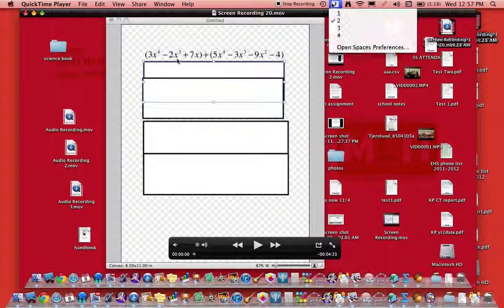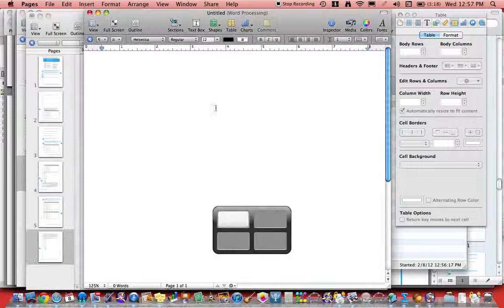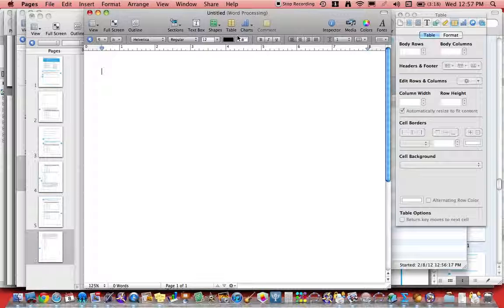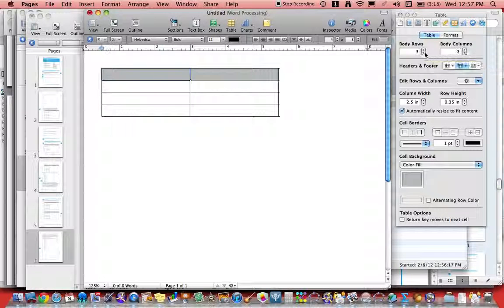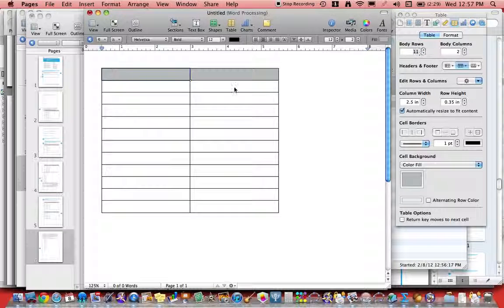Let me get back to space 1. And what I'm going to do here is make a series of tables so that we can use them repeatedly. I'm going to start by making just 2 columns and 11 rows, okay? And I'm going to have x and f of x.